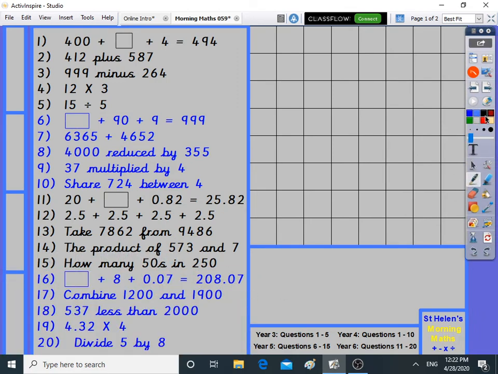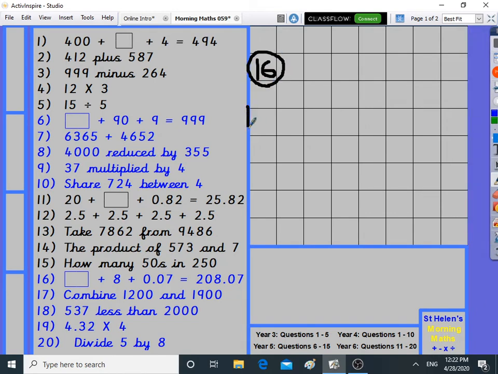Get rid of that. And question 16. Mystery box. Lots of these at the moment, isn't there? Plus 8. Plus the tiny little decimal, tiny little bit, 0.07. Equals 208.07. Maybe you're starting to notice the part that's missing now.